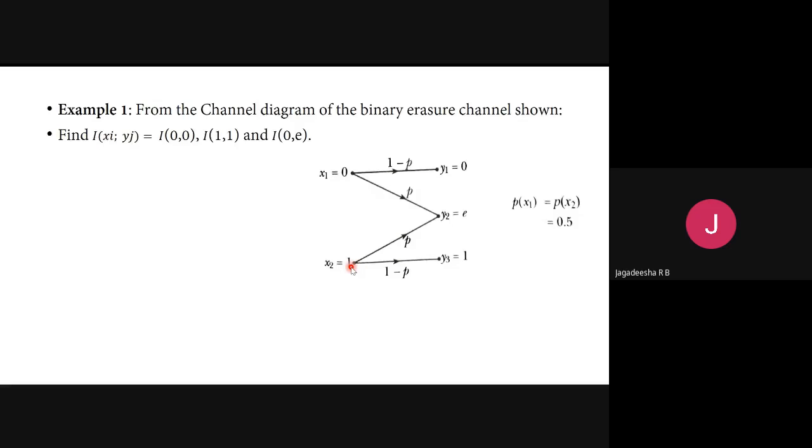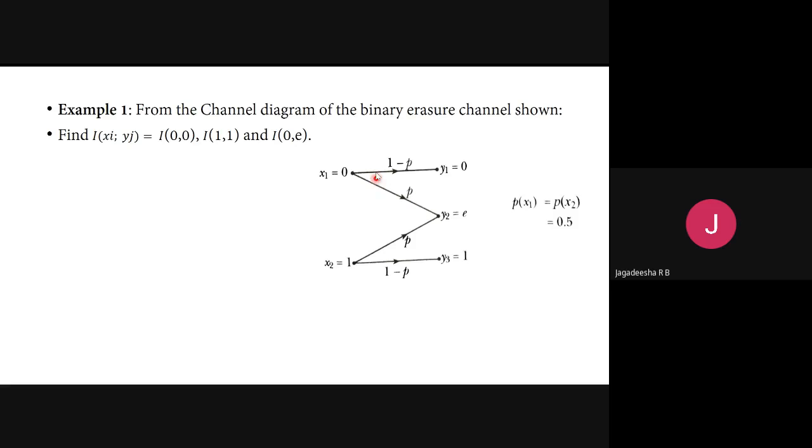1 minus P, right? And then the other case, what is 0E? You transmit 0 and you get E. What's the probability? P, right?